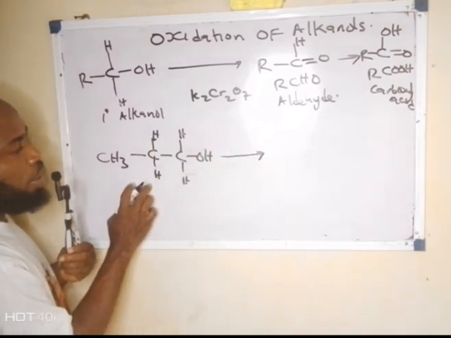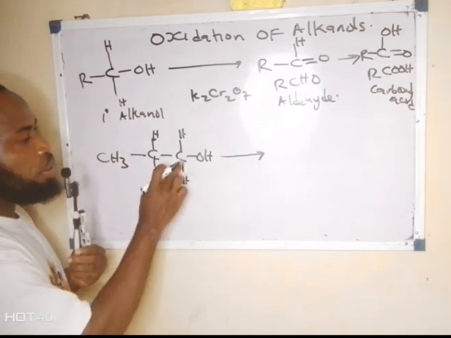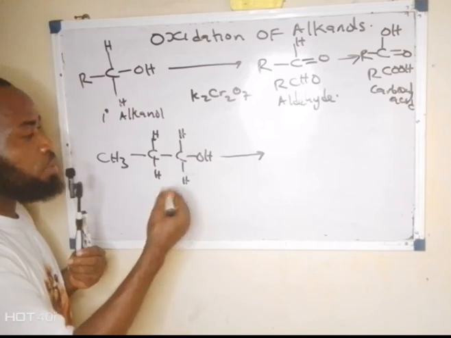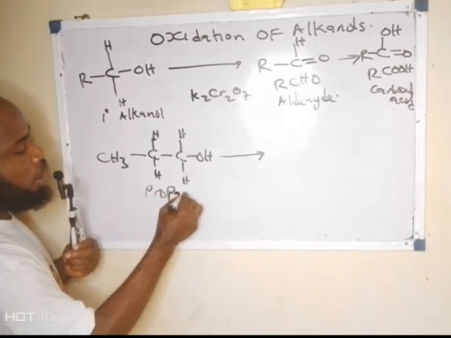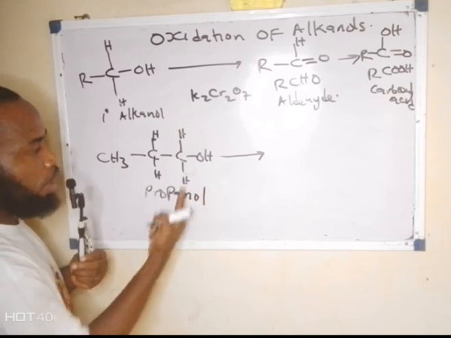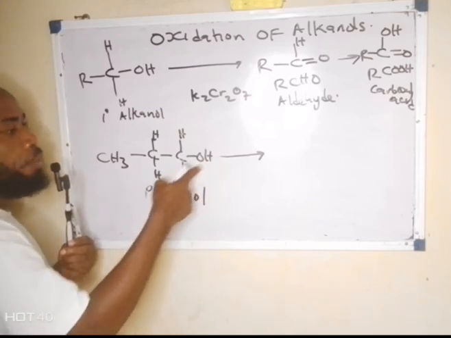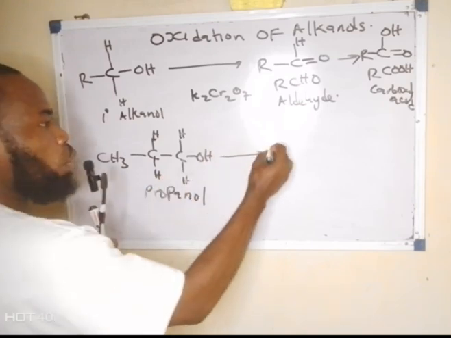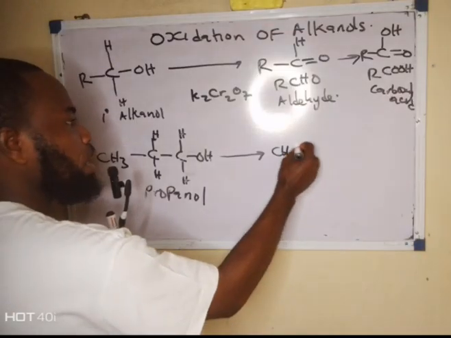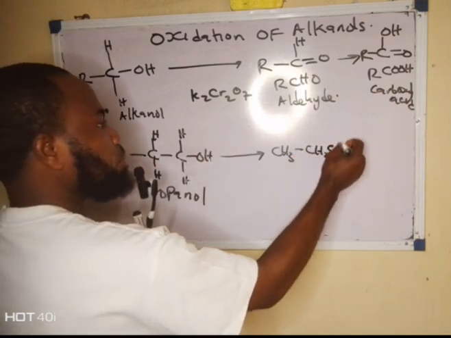So if I partially oxidize using a mild oxidizing agent, of course, this is a primary alkanol. What's the name? 1, 2, 3. This is prop. So I will say this is propan-1-ol. I can simply say propanol. Now, if this is propanol and it's a primary alkanol, if I oxidize, I'm going to get propanal, which is an aldehyde, removing the hydrogen here. So it becomes CH3, and obviously I can write this as CH2, then now we have CHO.